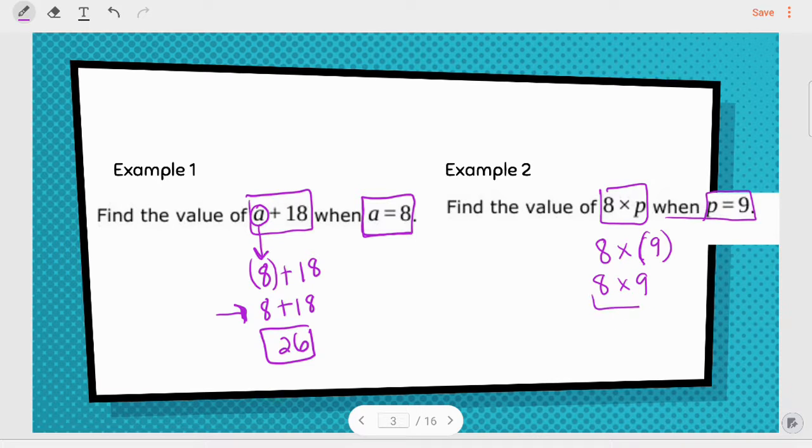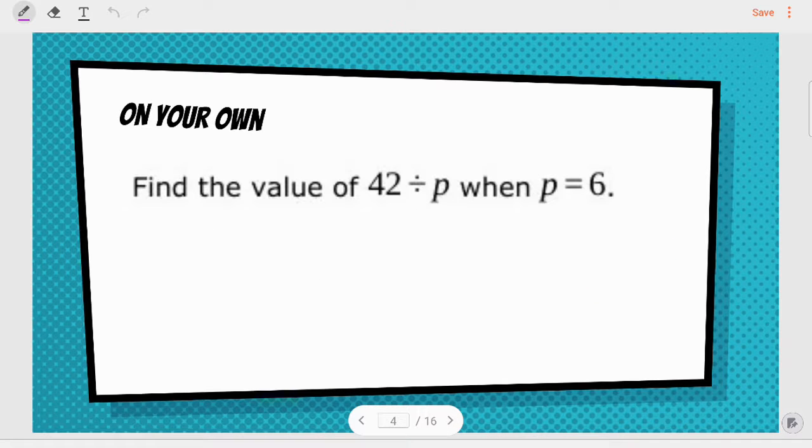And I can do that multiplication. I know what that is. So when I type it in my calculator, I get 72. So that is what evaluating is. Evaluating is simply plugging in my variable and then simplifying. So try this next one on your own. Pause and then press play when you're ready to continue.